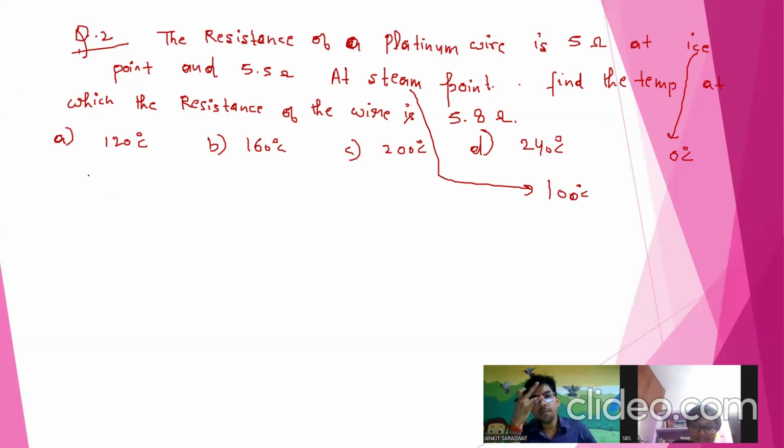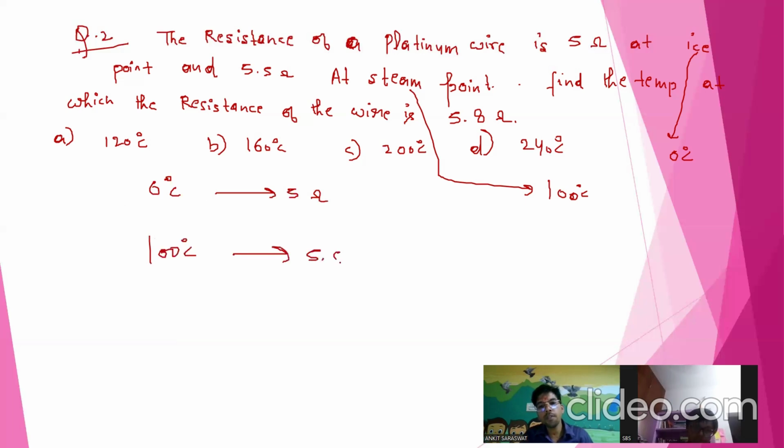Listen. They will give ice point, steam point. Nobody knows. They know 100 degrees Celsius, 0 degrees Celsius. So at ice point, which means at 0 degrees Celsius, how much resistance? 5 ohm. And at steam point, 100 degrees Celsius, how much resistance? 5.5. They are asking at what temperature the resistance is 5.8 ohm.